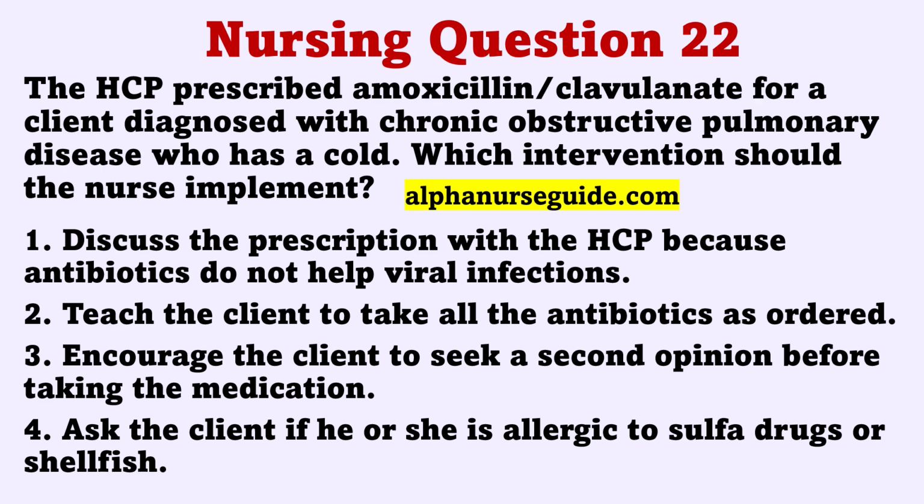The correct answer is 2. Teach the client to take all the antibiotics as ordered. Amoxicillin clavulanate is an antibiotic. Clients prescribed antibiotics should always be taught to take all the medication as ordered to prevent resistant strains of bacteria from developing. Antibiotics do not treat viral infections, but HCPs will frequently prescribe prophylactic antibiotics for clients with comorbid conditions, such as COPD, to prevent a secondary bacterial infection. There is no reason for a second opinion, as this is standard medical practice. This is a penicillin preparation, not a sulfa medication or iodine.